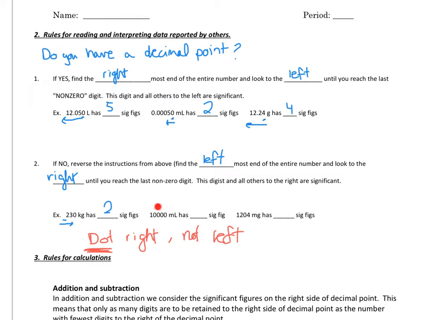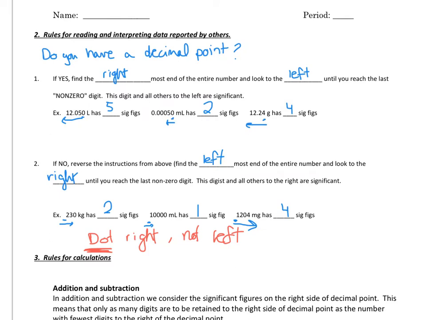Let's look at this example right here. This does not have a decimal point, so you're going to start from the left. You start at that 1 and go to the right until you reach the last non-zero digit. In that case, that's that 1, and so there's only one significant figure. Next, 1204. You start at the left because you don't have a decimal point, and go to the right until you reach the last non-zero digit, which is that 4. So that 1, 2, 0, and 4 are all significant, so that's 4 sig figs.